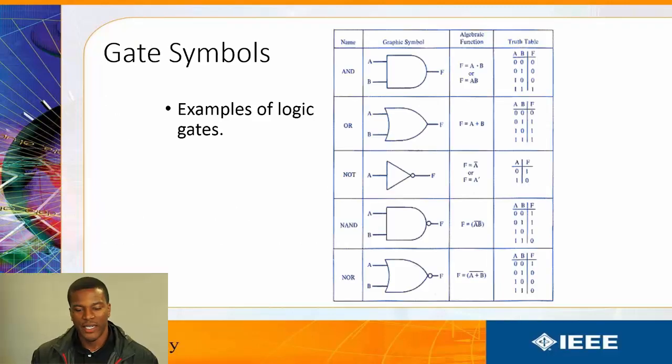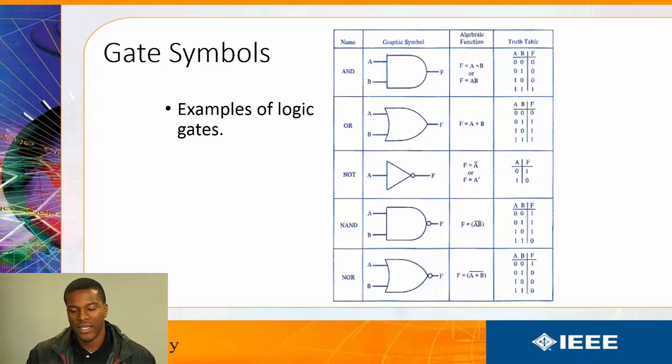So here are the different symbols for some common logical operations. As you can see on the top one, and is drawn with 2 inputs and 1 output. Its algebraic function is given as the output equals A and B, or A dot B.